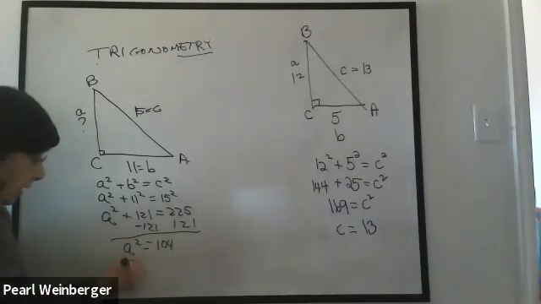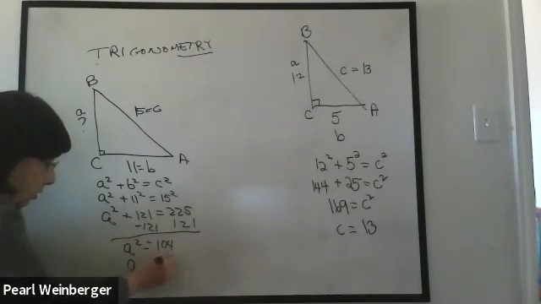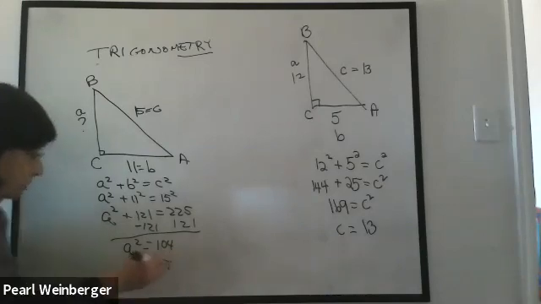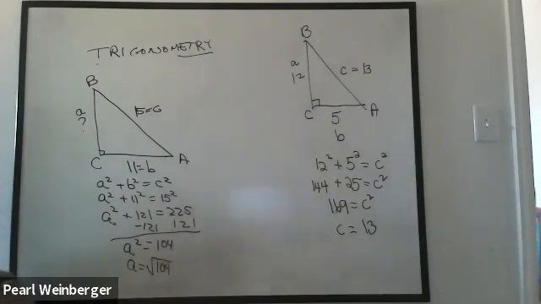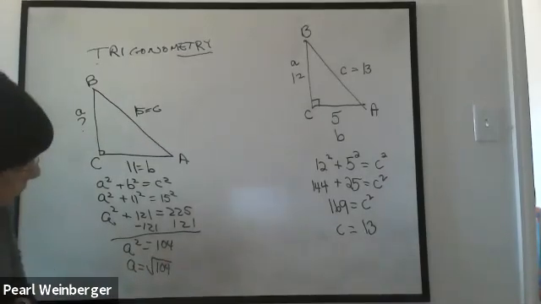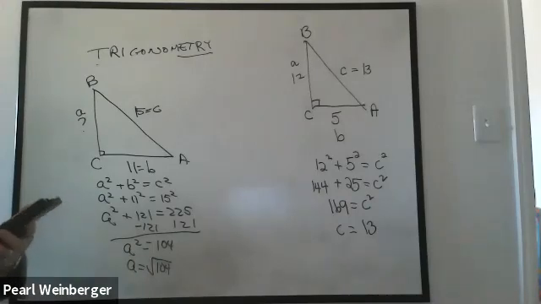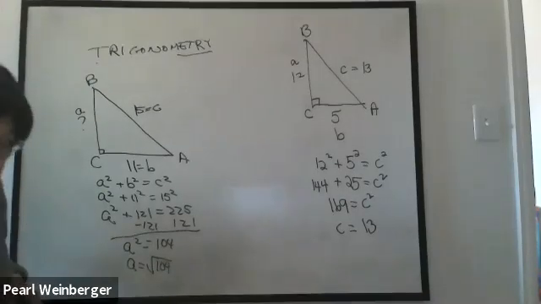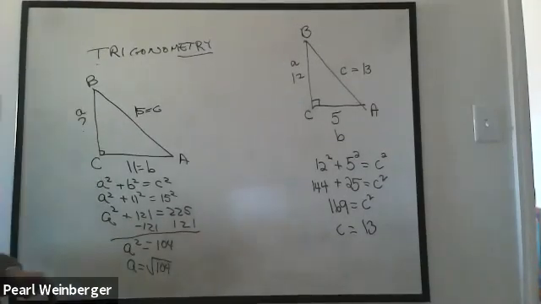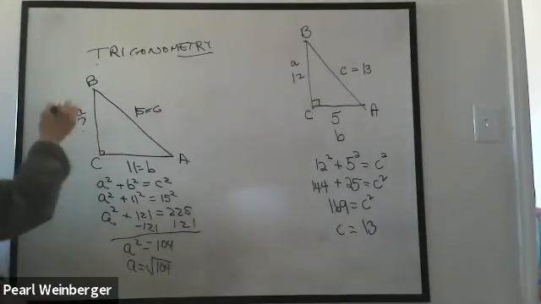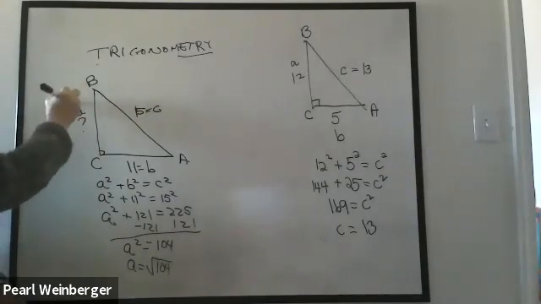That means that a is the square root of 104. Is that what people got? Great. So we got that this is equal to 104.